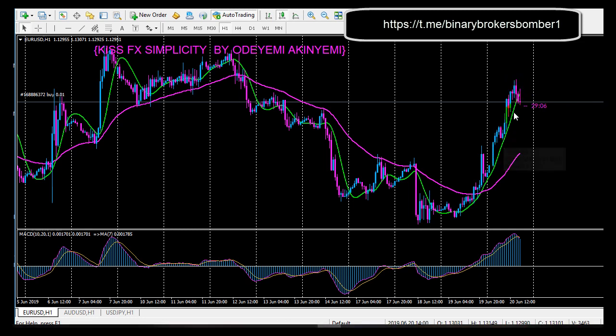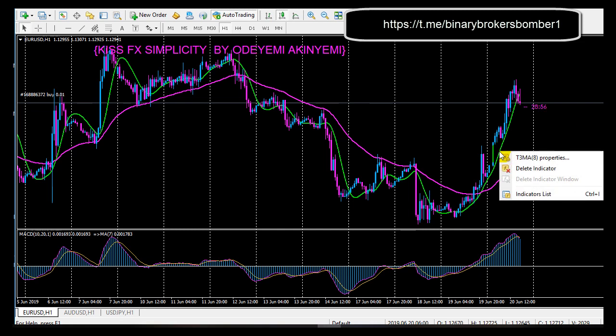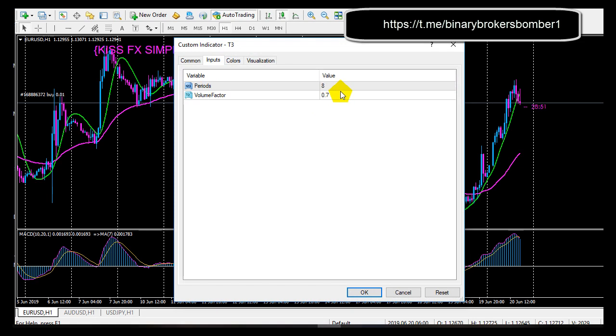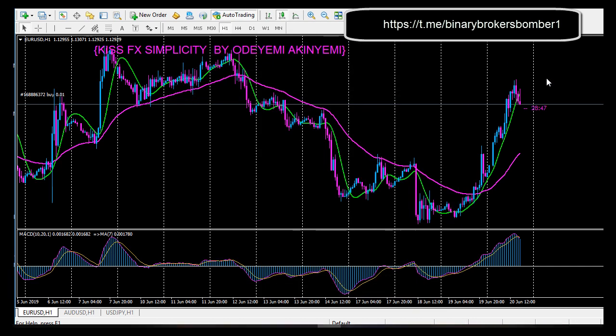Look at this green line. This green line is the T3 green line. Remember, I dropped this indicator to you guys days ago. The period is 8 and the volume factor is 0.7. Don't change anything, just leave it as it is. The candle has already dropped below the green line. You can see that this below is also crossing over above level 0. A typical example of a sell. This is H1, a typical example of a sell.